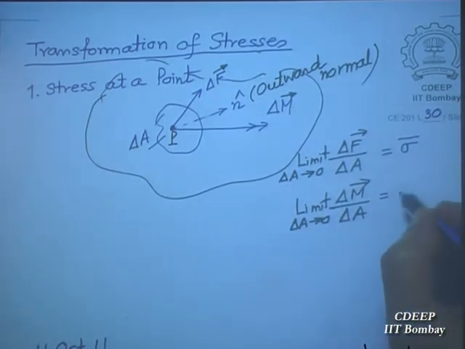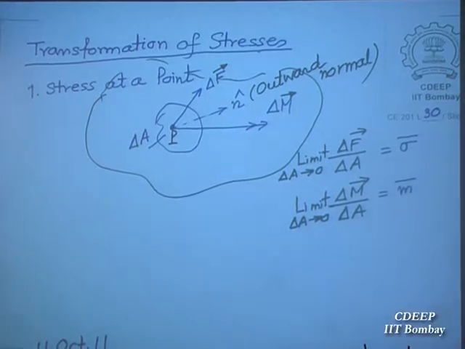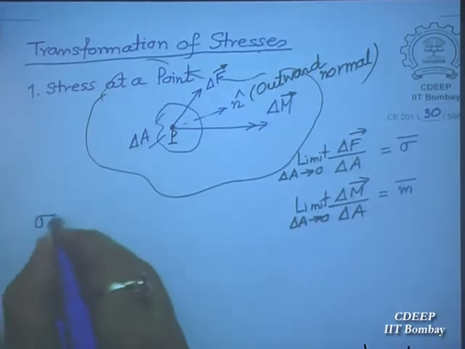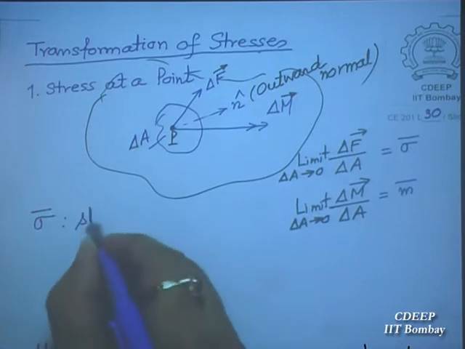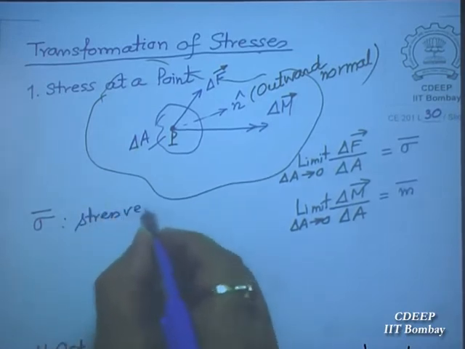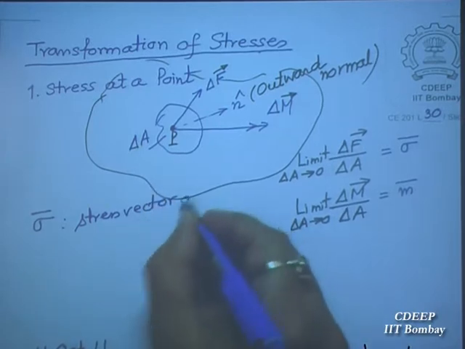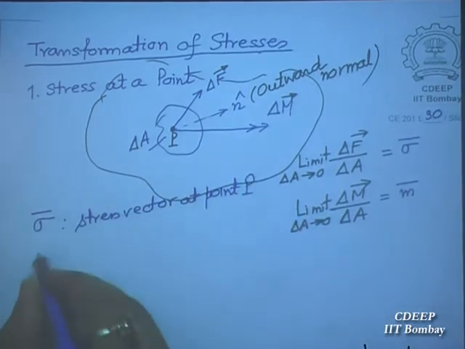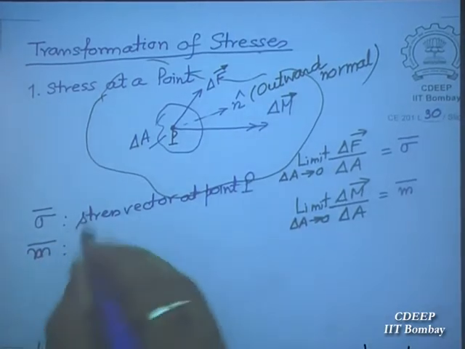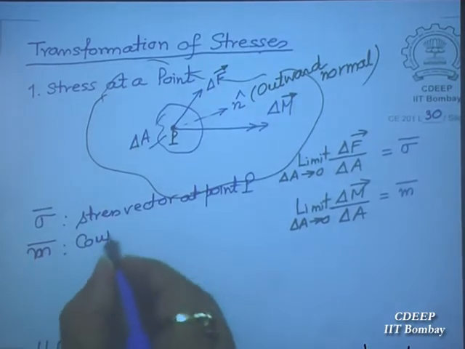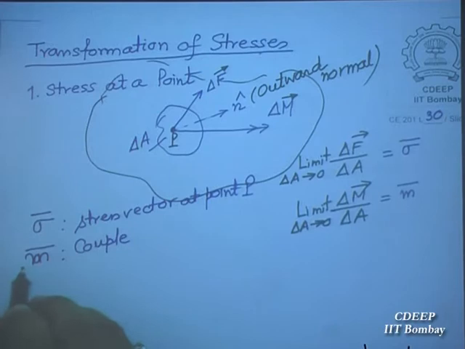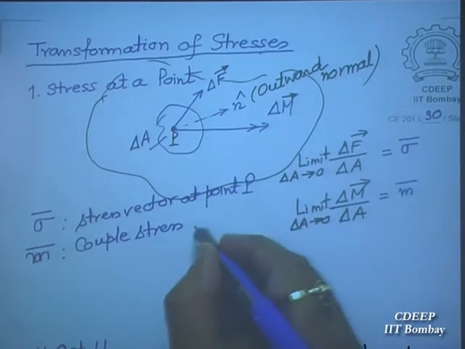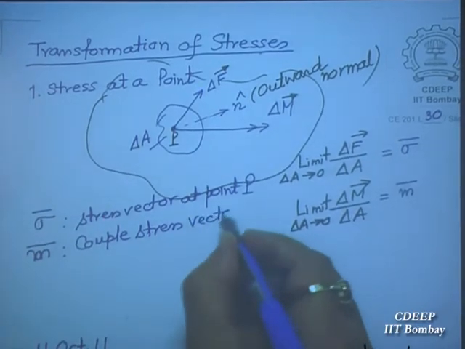And then this one is small m. These are two vectors. So we call this sigma bar the stress vector at point P, and we call m the couple stress. There is a phrase, couple stress. Stress vector at point P.